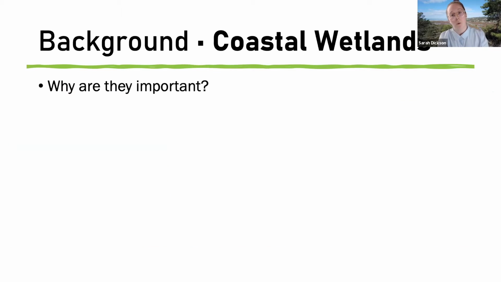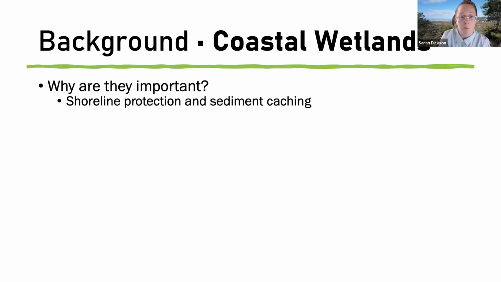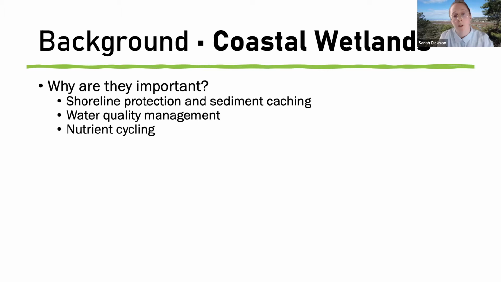Coastal wetlands are important because they provide a variety of ecosystem services that benefit humans and animals alike. Some of the things coastal wetlands provide are shoreline protection and sediment caching to prevent excessive erosion and preserve natural beaches, natural water quality management and nutrient cycling by filtering sediments. They are biodiversity hotspots and habitats for migratory birds, and they're also carbon sinks.